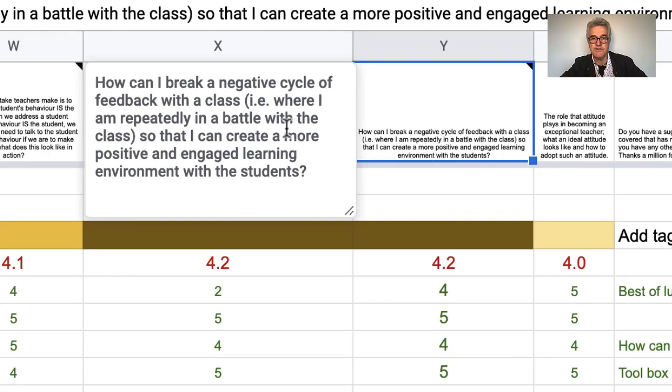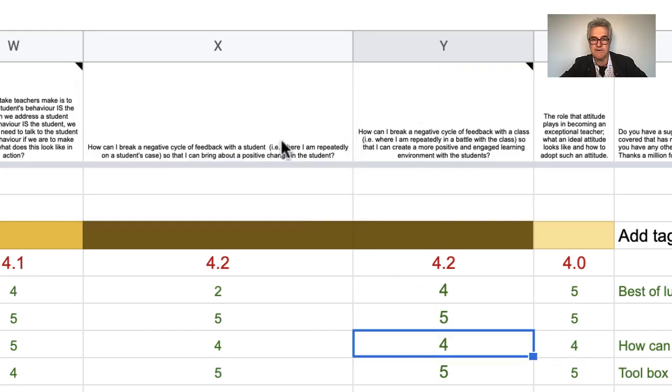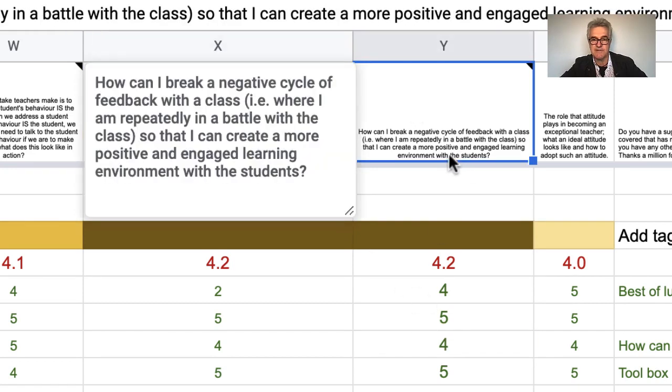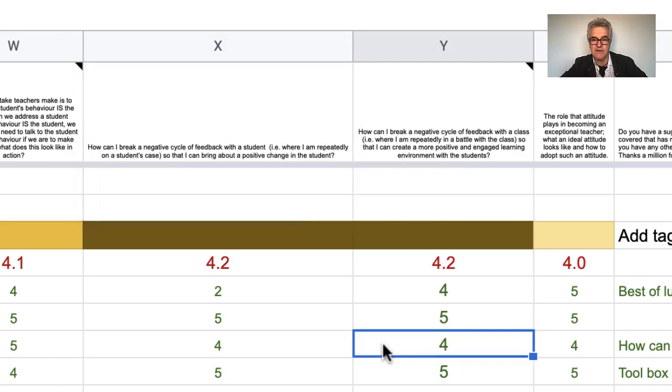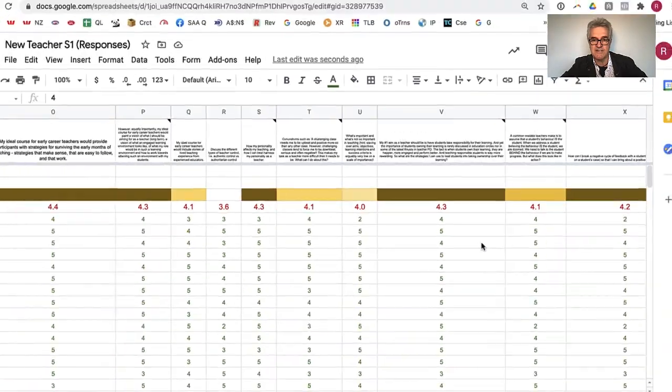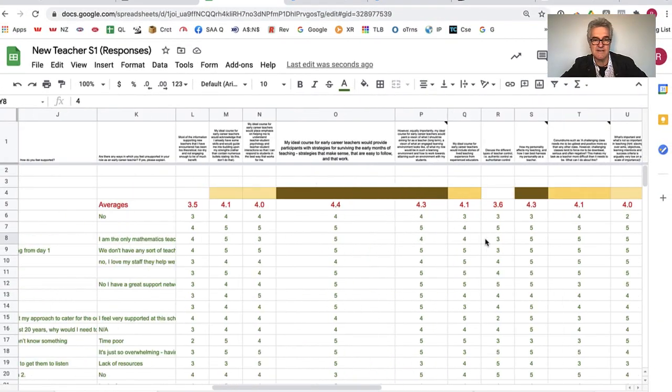Now here's a 4.2. How can I break a negative cycle of feedback with a class? In other words, where I'm repeatedly in a battle with the class so that I can create a more positive, engaged learning environment. So there were two questions similar. This one was about students and this one was about the whole class. So very happy that those scored highly. And yes, again, we have a focus on that.